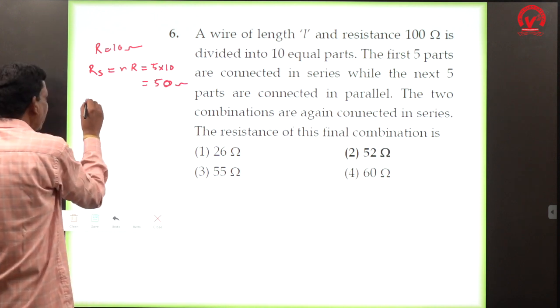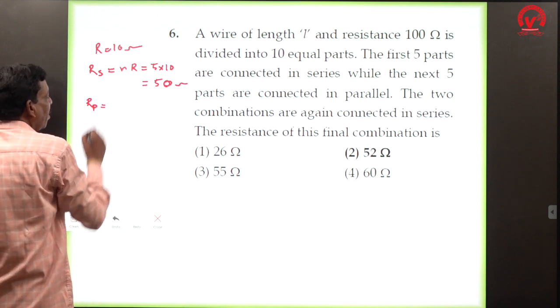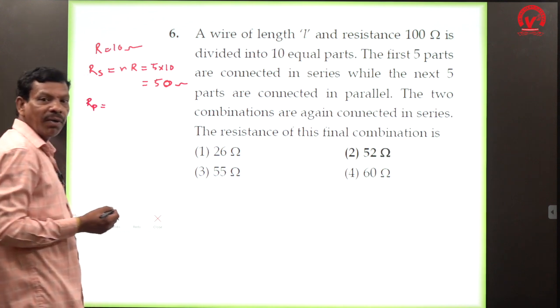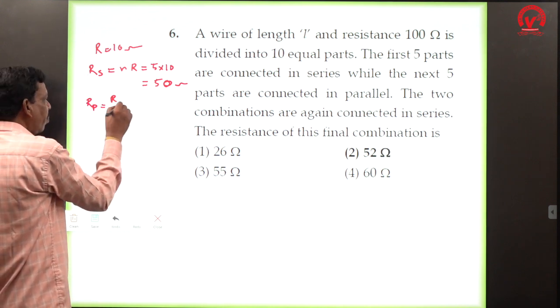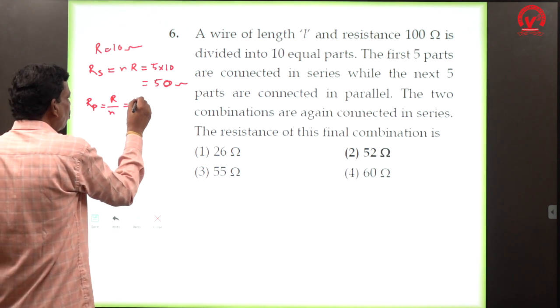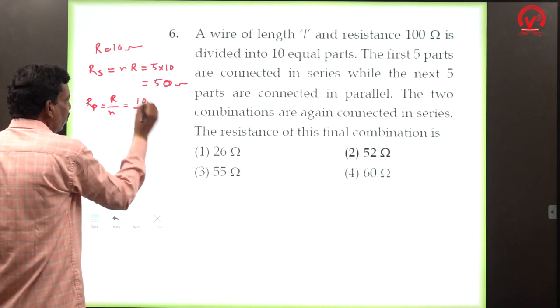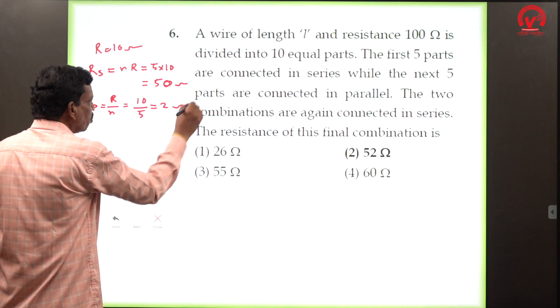It is series. Again, parallel. In parallel with identical resistances, what is the formula? R by N. R is how much? 10 ohms by 5, that equals 2 ohms.